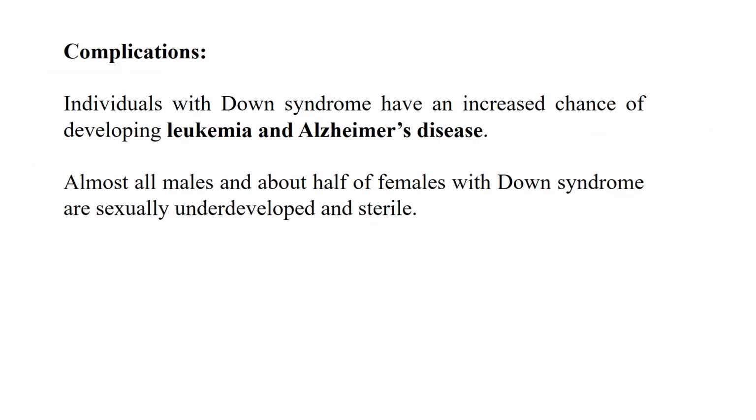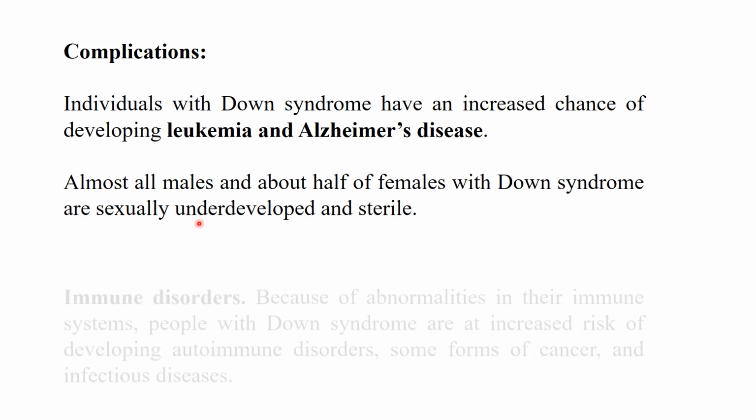Complications of Down syndrome. Individuals with Down syndrome have increased chances of developing leukemia, a type of cancer, white blood cancer, and Alzheimer's disease. As the immune system is not functioning properly, it leads to different types of infections. Almost all males and about half of the females with Down syndrome are sexually underdeveloped and sterile.